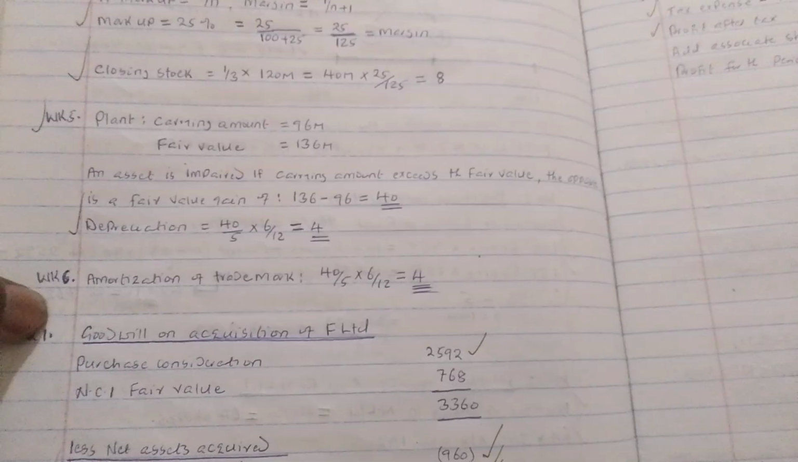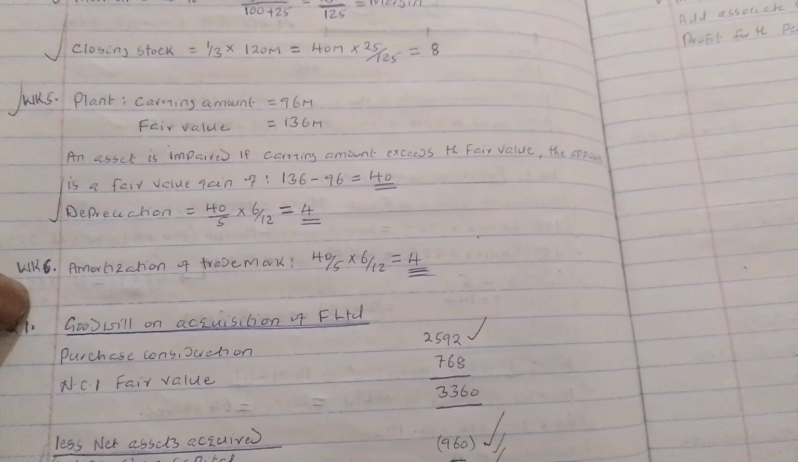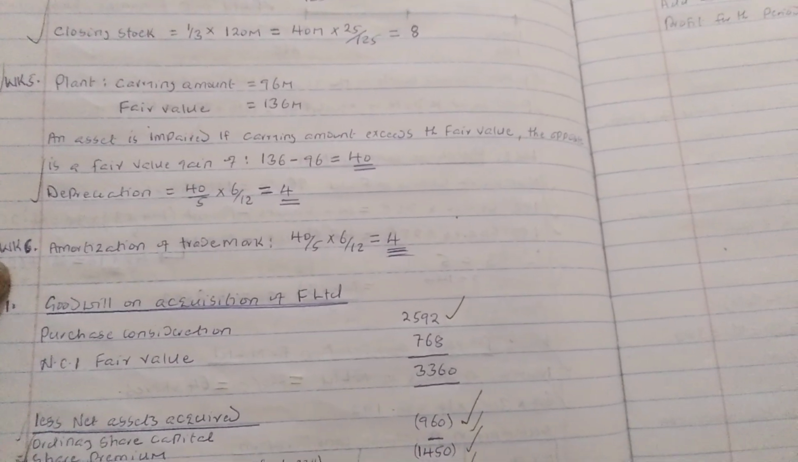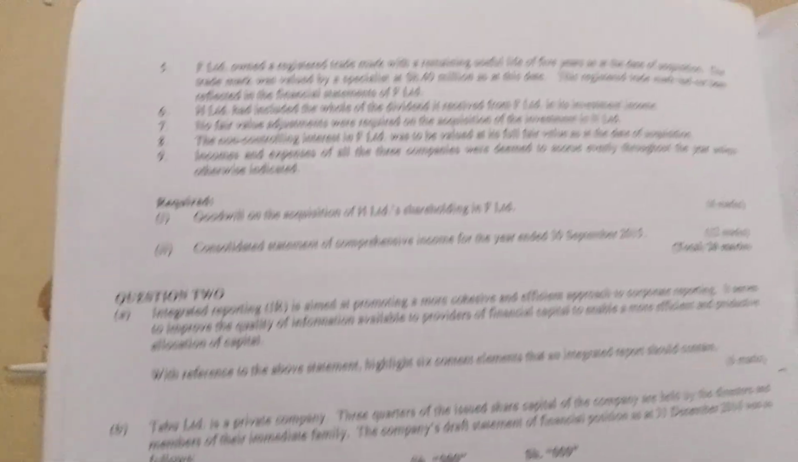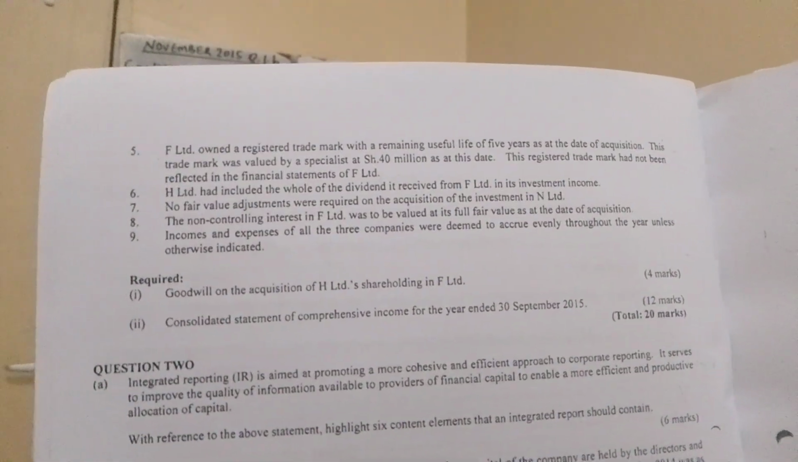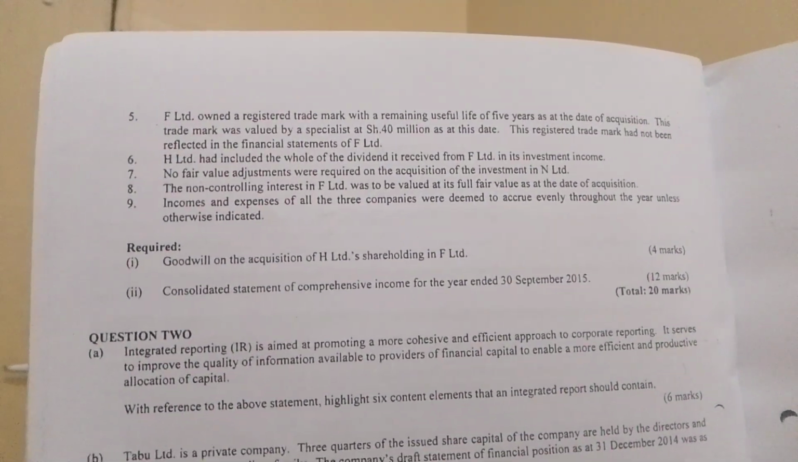Show your working number 6. Amortization of trademark: 40 over 5 times 6 over 12, which is 4. And we are through with our workings. The other items don't require any workings. That is additional information number 6, 7, 8, and 9.